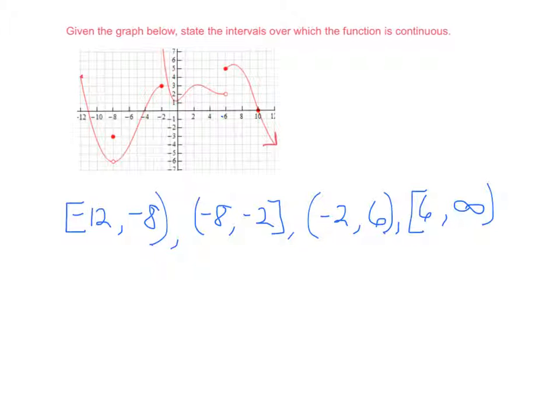It is not continuous at our holes, our jumps, and even what kind of looks like here a vertical asymptote, although it must not be because -2, 3 is a point. But for those values is when we would say that the function is not continuous or shows discontinuity.